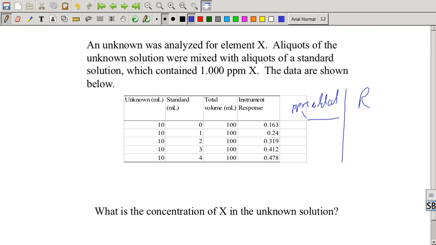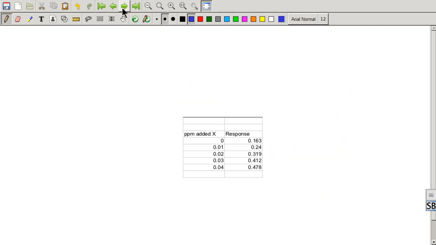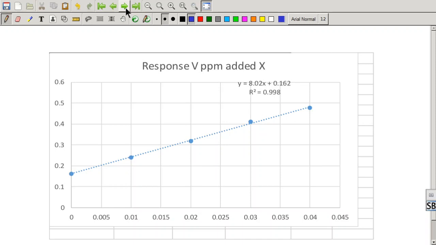That cell times the concentration divided by the total volume of the diluted solution, which is 100 in this case. And so you can just set up your spreadsheet, spit out those numbers. I did that on a separate spreadsheet, but you don't have to do that if you don't want to. I just did it to make things clearer. And there I have it. And there's my plot. So what does this tell me the concentration of X is in my diluted solutions?